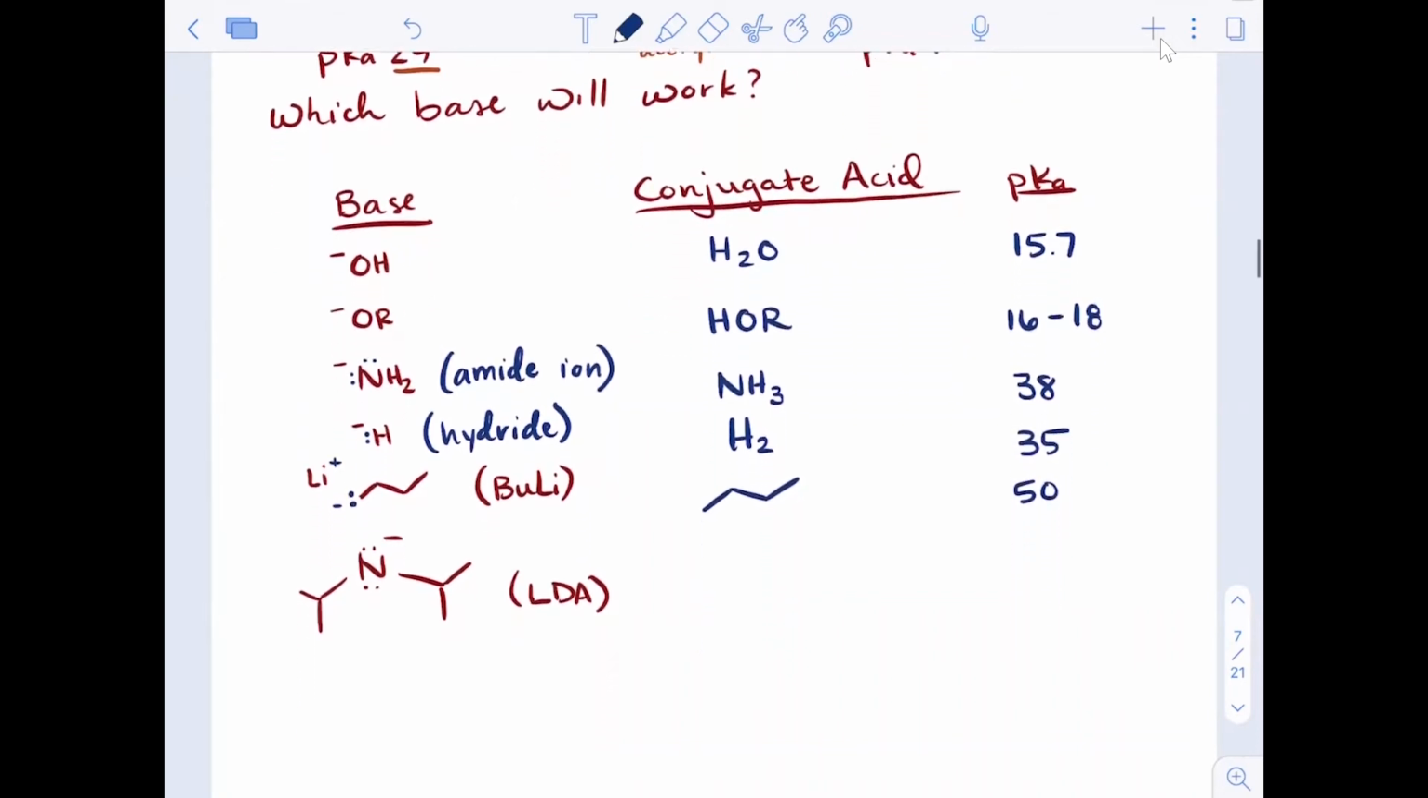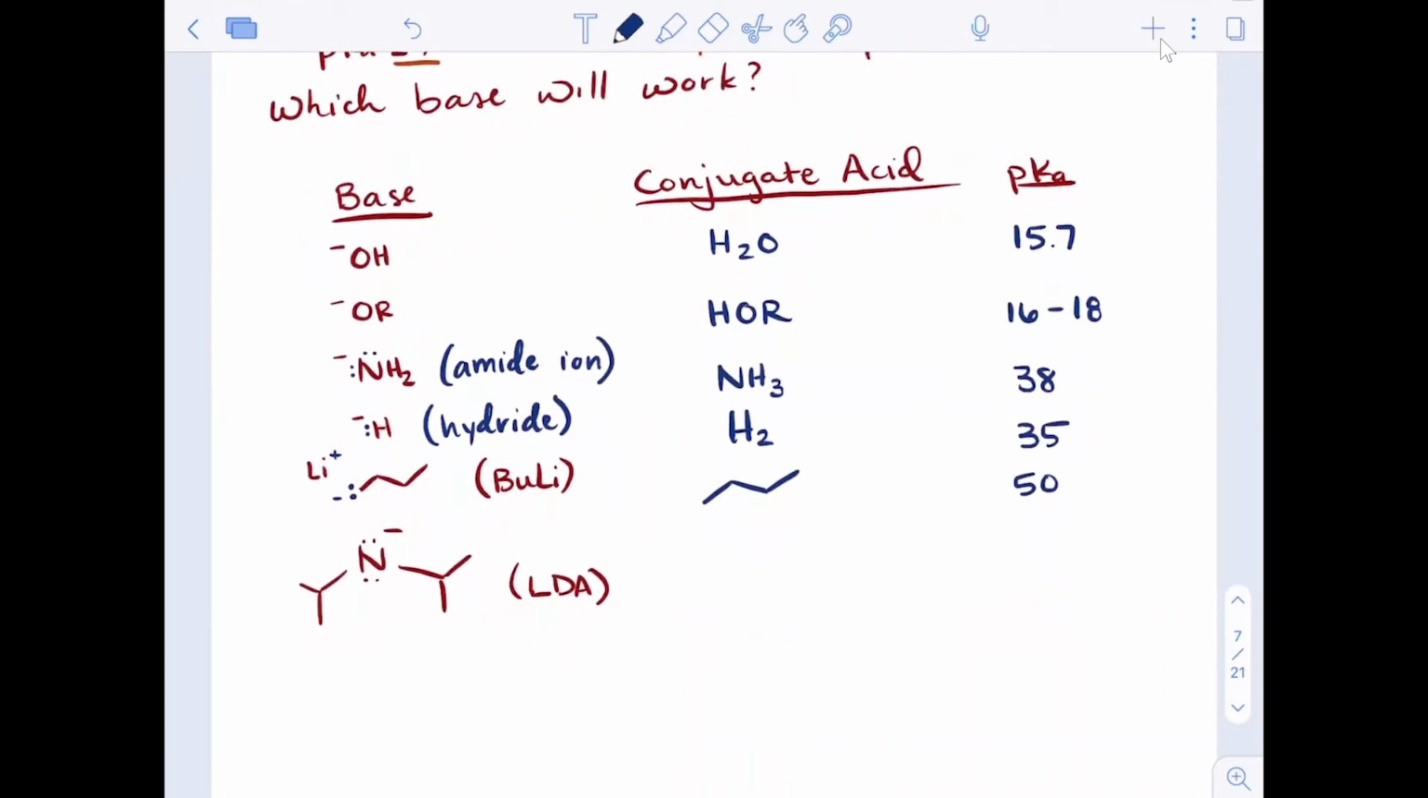The last one that I wanted to present to you is LDA, lithium diisopropylamide, usually again with a coordinating lithium cation. And again, it's just another specific amide ion. It forms that amine specifically, which is around 38 pKa. So all of these bases will work. We've just got to use something a little bit more reactive than what we have used before.